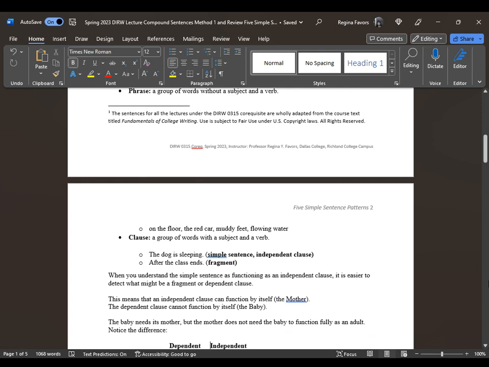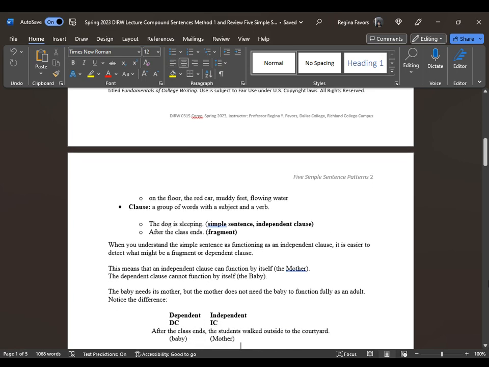After the class ends. And this is a good way to know if your clause is either independent or dependent, is if you just read it aloud. So after the class ends, you stop right there. You're wanting to know, okay, so what happened after the class ends? That's why this makes it a fragment, because you have just a clause, which is really a dependent clause with the punctuation mark at the end.